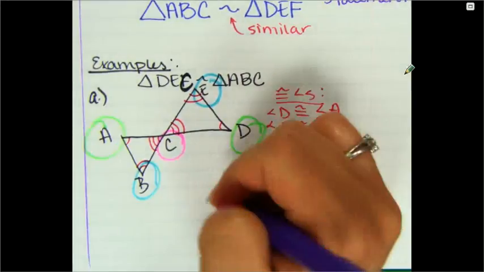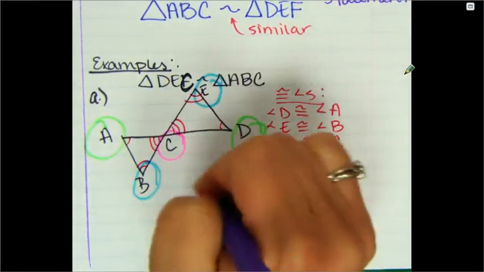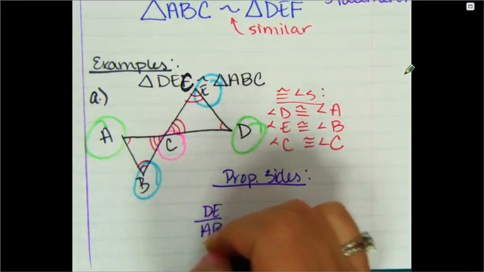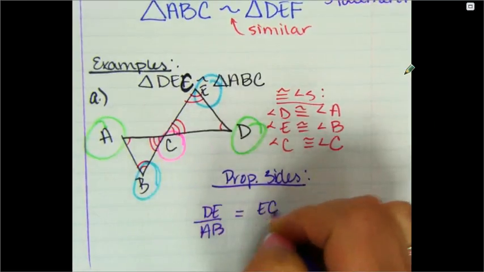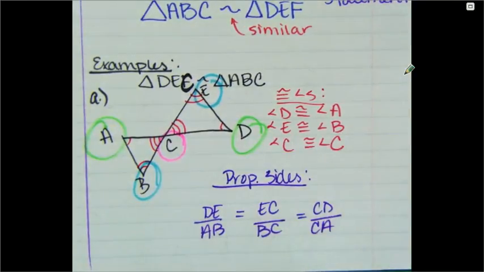Okay, now let's do sides. Let's do proportional sides. What are they? DE over AB equals EC over BC, good, which equals CE over CA. Wonderful. Okay. Good? Questions? Comments?